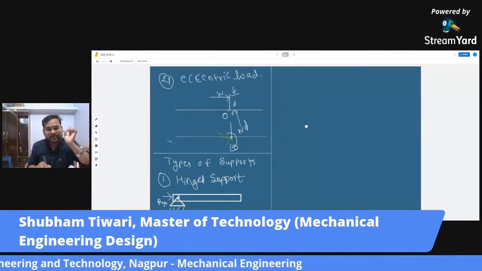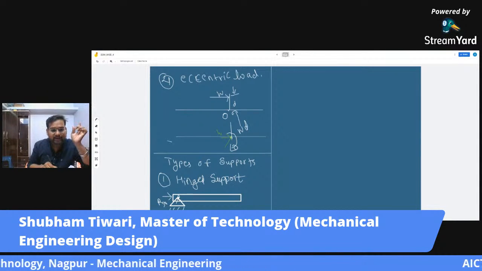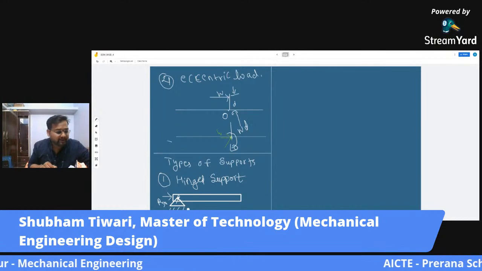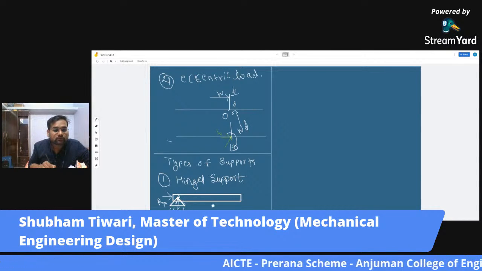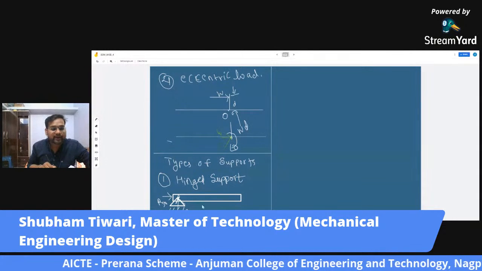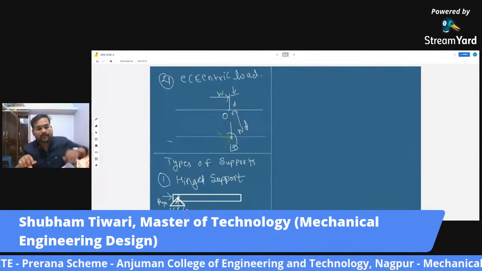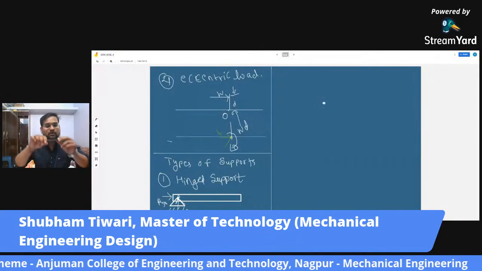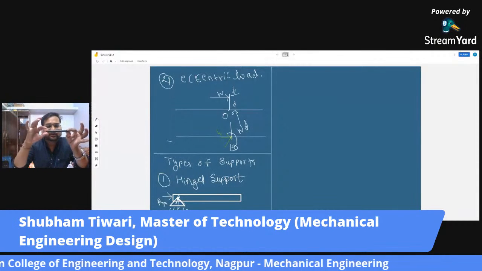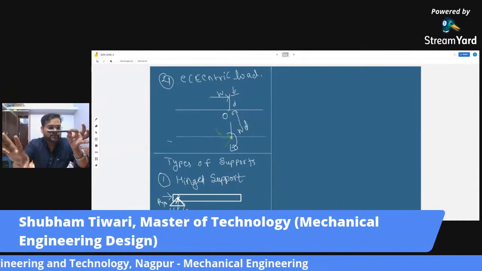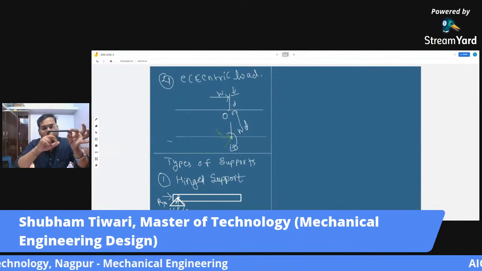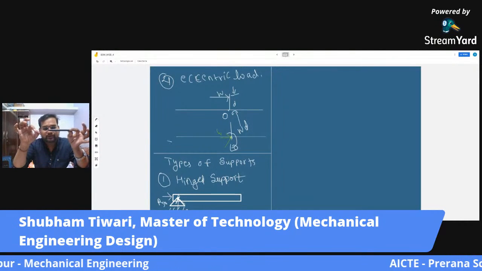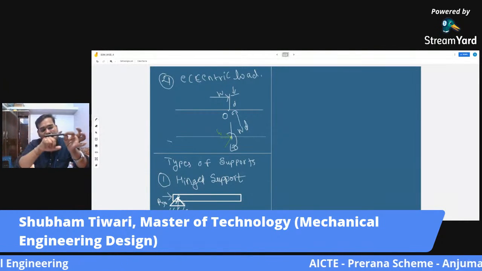So that means there was some reaction that was provided by this support. This is Rx, sorry, it is in y direction, so reaction Ry. So now see once again. Now same beam that was hinged, it cannot go in x direction, it cannot go in y direction. But can it rotate about this point?